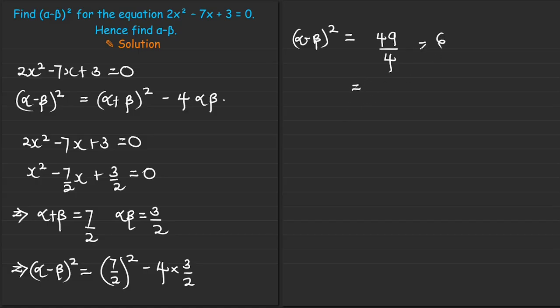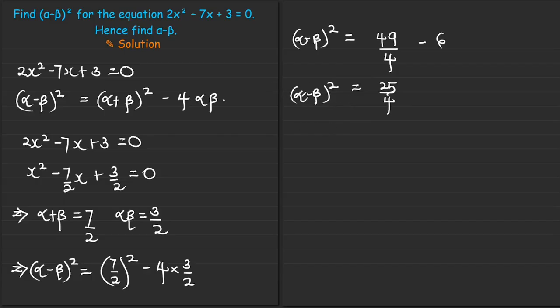So 49 over 4 minus 6 then gives us 25 over 4 as our alpha minus beta all squared. So with that, the first part of the question has been solved.